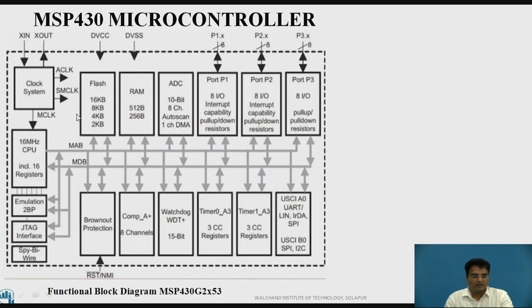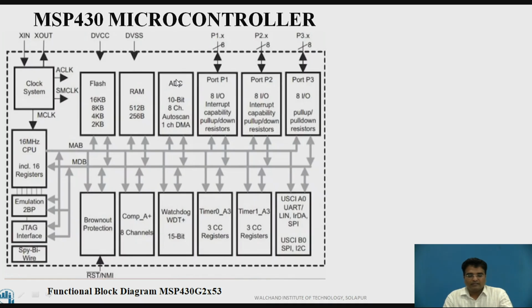It has RAM. There are two options: either you get 256 bytes of RAM, or you get 512 bytes. It has an ADC here, and you can get a 10-bit resolution ADC with 8 channels. There are 3 ports available, but depending upon the physical footprint, you may get 1 port, 2 ports, or all 3 ports. Each one of these ports has 8 pins.